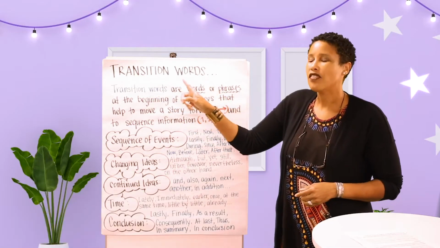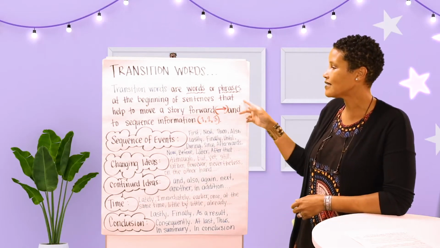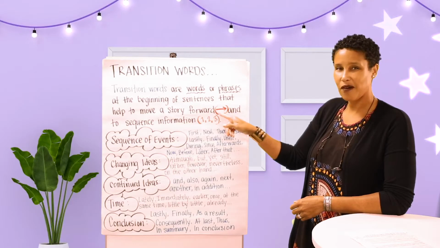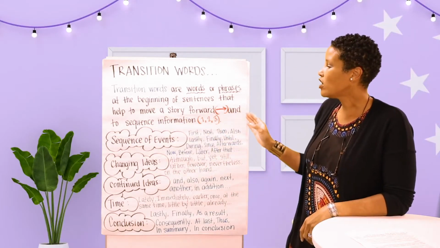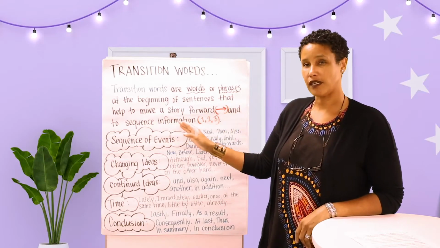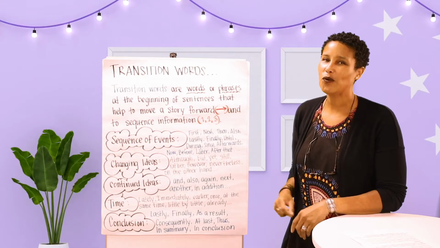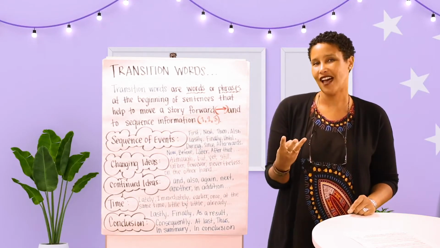Transition words are words or even phrases that we use at the beginning of sentences that help us to move the story forward. You see the arrow? It pushes and moves the story as we go along. It also helps to add sequence information. Here we have 1, 2, 3. So what in your story happens first, next, and then last?